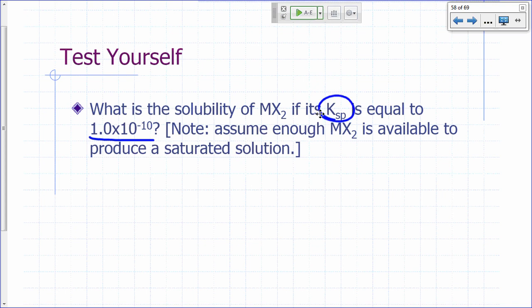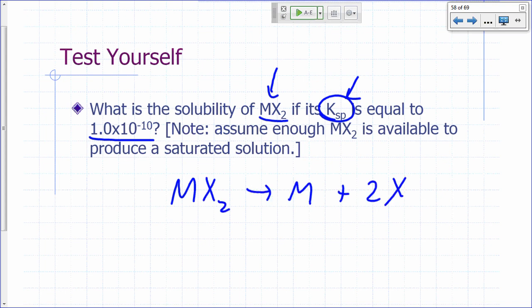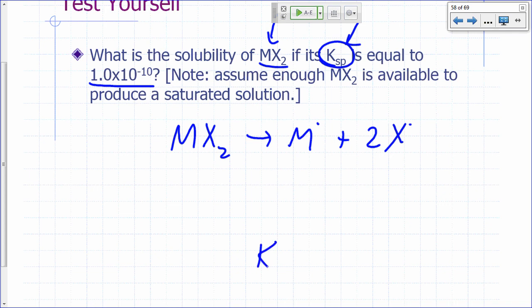If you're given the KSP of MX2, again, this is a fictitious compound, so you can just say that it breaks up into M and 2X, with some charges there. What would be the expression for KSP? KSP would be the concentration of M times the concentration of X squared, right? So let's set this up.